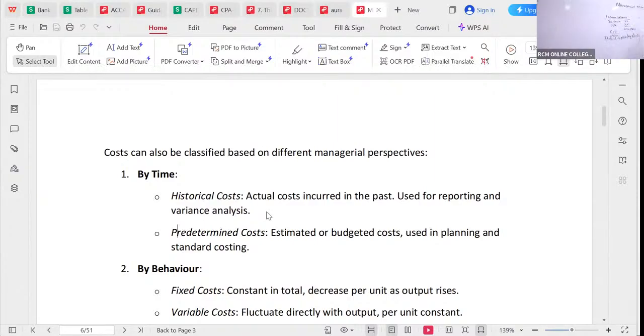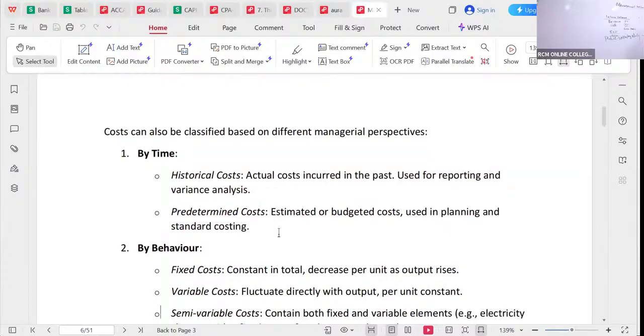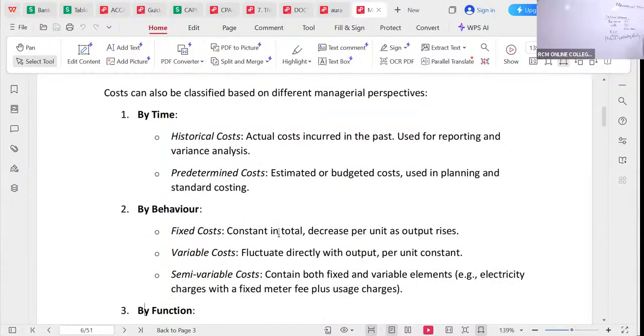Historical costs are actual costs incurred in the past, used for reporting and variance analysis. Then we have future costs, which are determined estimated or budget costs used in planning and standard costing. Then we have number 2. The second classification is by what here, somebody? Behavior. Under behavioral classification, we have 4 types of costs. Are you able to remember them? Because you've done them with my colleague.